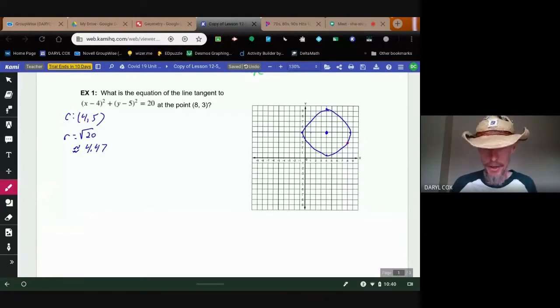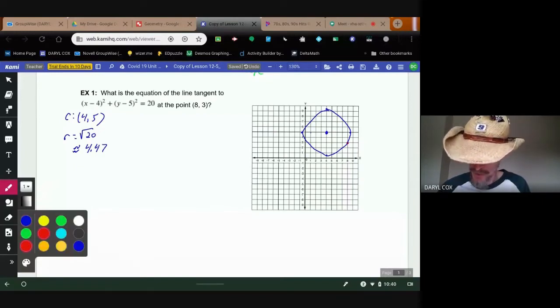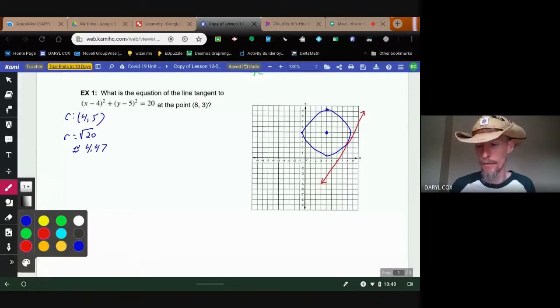It's a sketch. We've also got the line. Now, what is the line? The line is going to touch the circle at just that point. And that's the line I'm trying to get the equation of. I want to know what the equation of that line is.